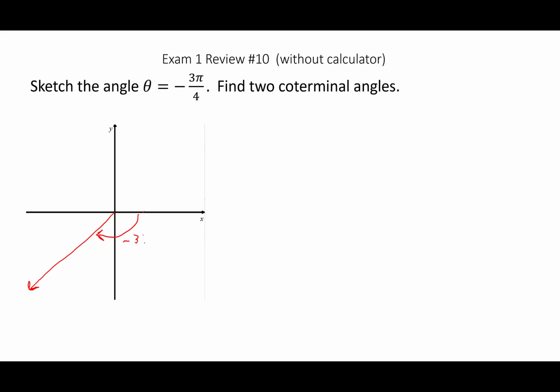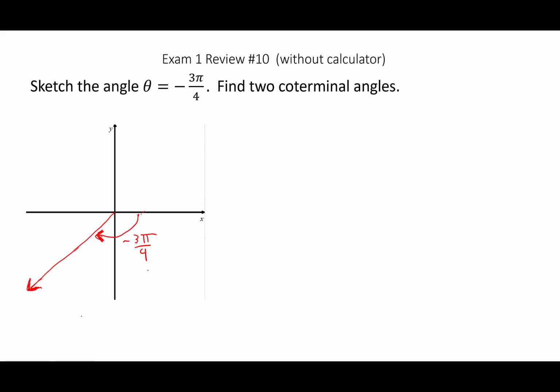through -3 pi fourths. This is how you'd want to write, if you were drawing this on an exam, you would put your ray, your terminal ray here, and you would sketch your angle with an arrow on it to point which direction you're going from the positive x-axis, and then I would also label your angle as, in this case, -3 pi over 4. So the other thing we're asked to do here is to find two coterminal angles.